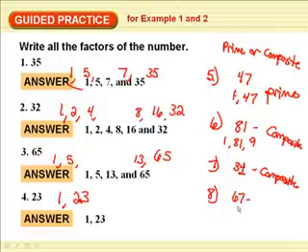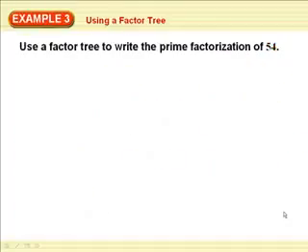Number 8, 67. Sometimes everybody thinks those odd numbers are composite, but pretty sure that one, there's nothing that I can think of that can go into 67. So then it would be prime. So we got 8 problems so far on our guided practice. Let's talk about doing the factor trees now.